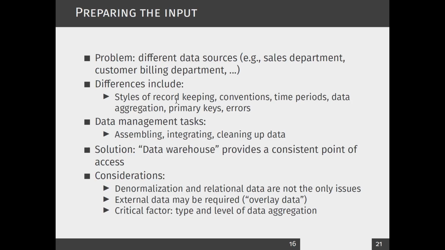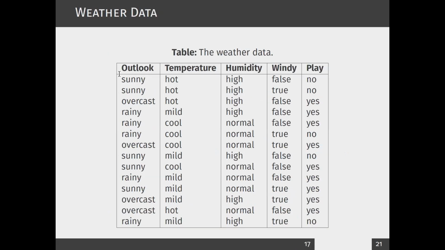So nowadays, we talk about data warehouses or data lakes to handle this. Recently, people use the term data lake to represent that you can store the data in any format. So what you need to consider is denormalizing them, especially relational databases, if you see a gap. And then you might need extra cost. The problematic part, what we call a critical factor, could be the type and level of data aggregation. So that's what you need to be careful about.